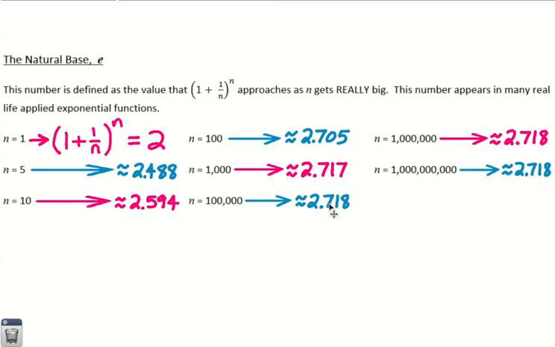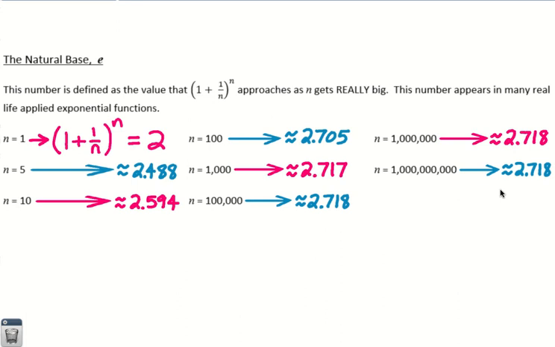Plug in 1,000,000, you're not going to get exactly the same thing, but if you're only going to 3 places, you still just have 2.718. And again, if you plug in 1 billion, it's going to be different technically, but as far as just 3 decimal places, you get like 2.718.